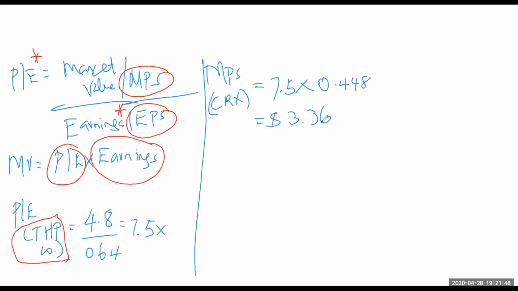Okay, Samuel calculated it to be 3.36. That's right. So you get the implied market value of CRX company to be 3.36. That's the market value per share. Not sure if the question was added, but just to check.